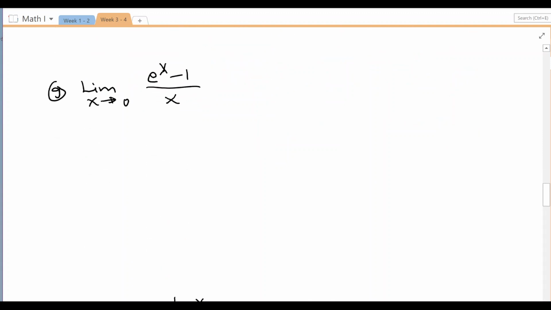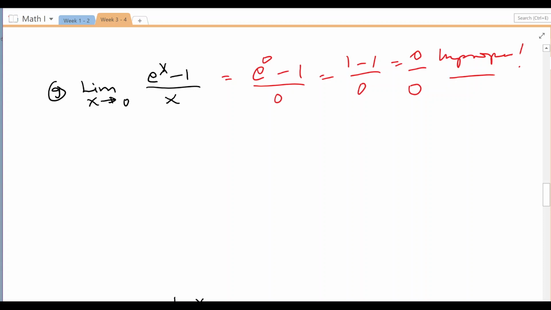What's the limit of e raised to the power of x minus 1 divided by x as x approaches 0? Again, if you do direct substitution, you get e to the power of 0 equals 1, minus 1, over 0. So this is 1 minus 1, 0 over 0, improper. So we have to use L'Hopital's rule.